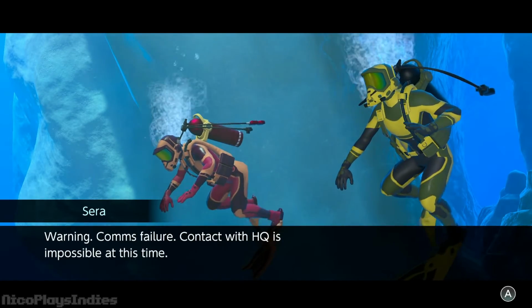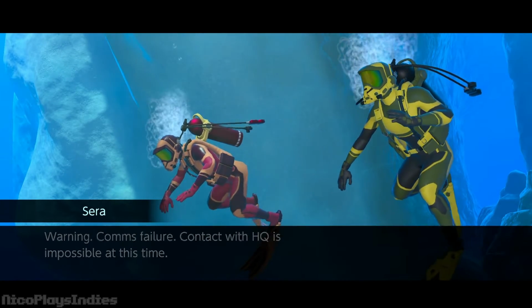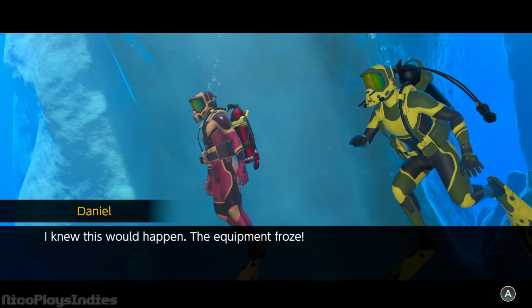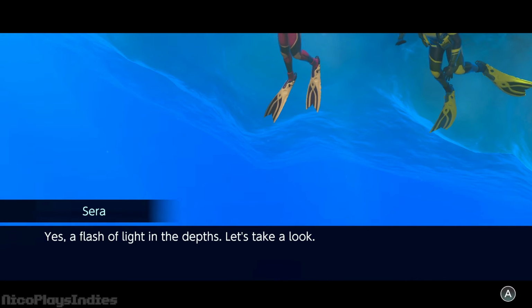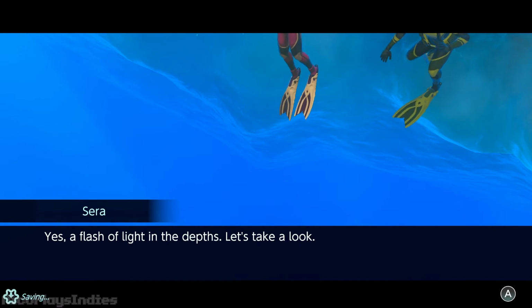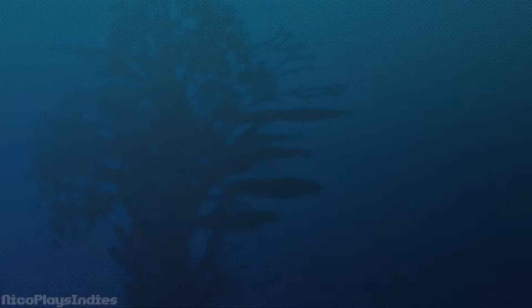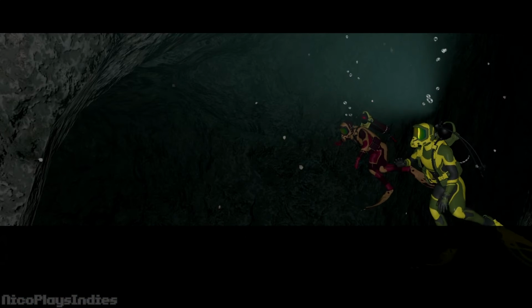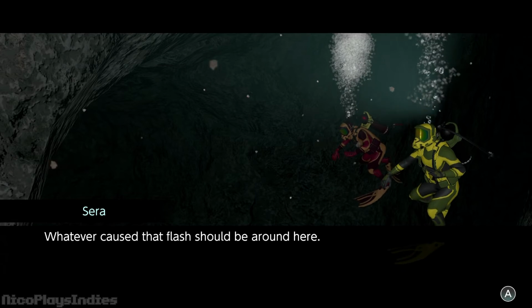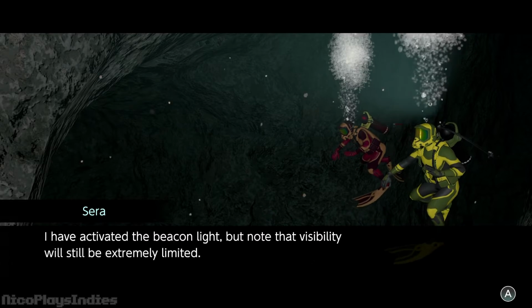Warning. Comms failure. Contact with HQ is impossible at this time. Yes, a flash of light in the depths. Let's take a look. Whatever caused that flash should be around here. I have activated the beacon light, but note that visibility will still be extremely limited.